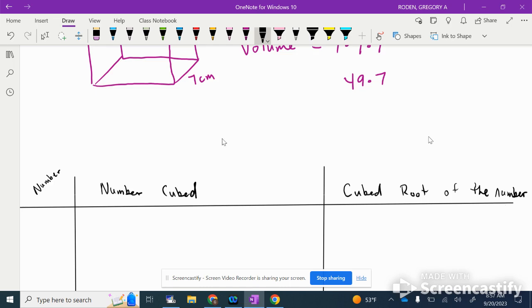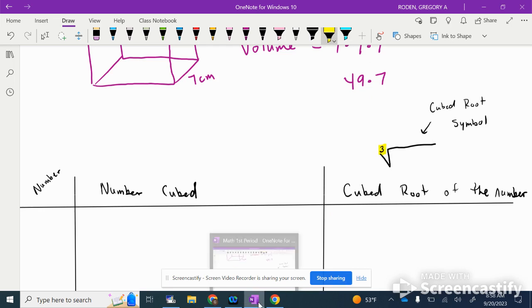Now, also, when we're talking about a cubed root, here's the symbol. It looks like a check mark, but we need to put a little 3 right here. So to do a cubed root, we're going to put a little 3. This is the cube root symbol. It looks just like the square root symbol, guys, except it has a 3 on the check mark. And that's how we know.